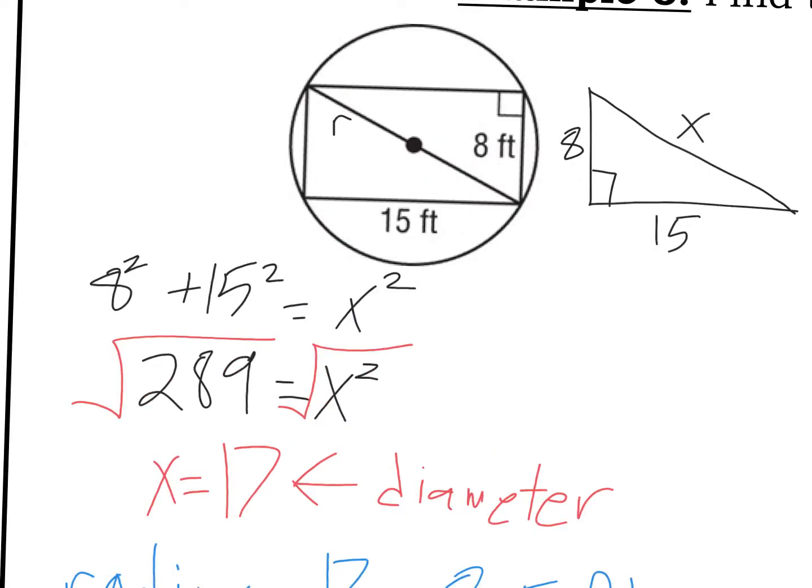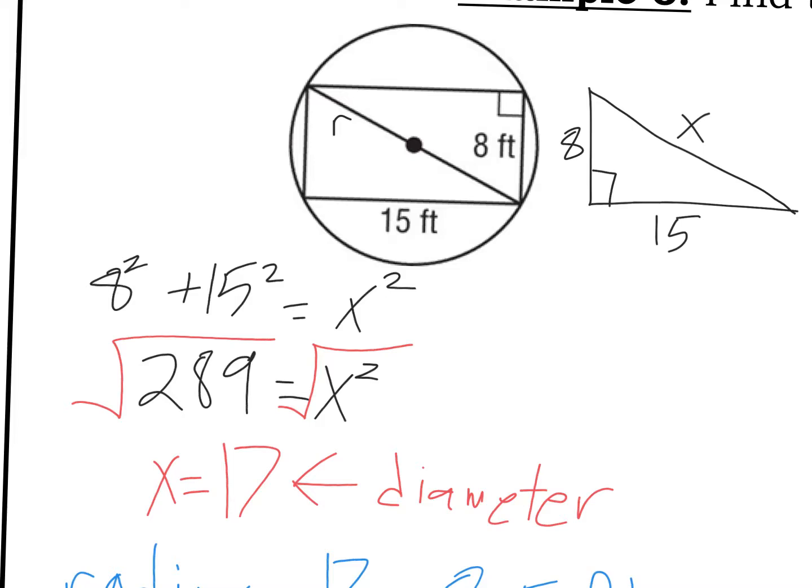And for this one right here, because I had a rectangle, the diagonal makes a right triangle, right? And so I have 15 for one side of the right triangle, 8 for here, and then this diagonal going all the way across would be the diameter of my circle. So if I cut that in half, going from here to here, that'd be my radius. So I'm going to use the Pythagorean Theorem, and that'll find my diameter, and then I'll just cut that in half to find my radius.